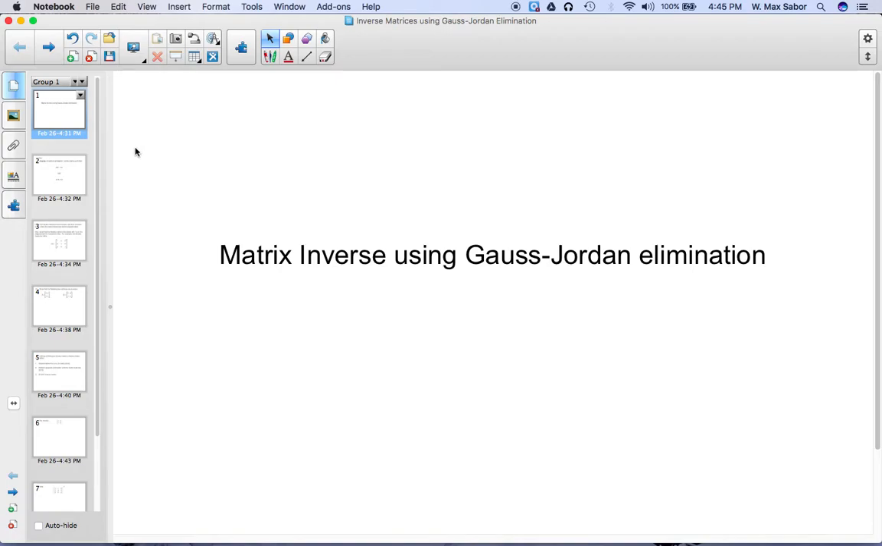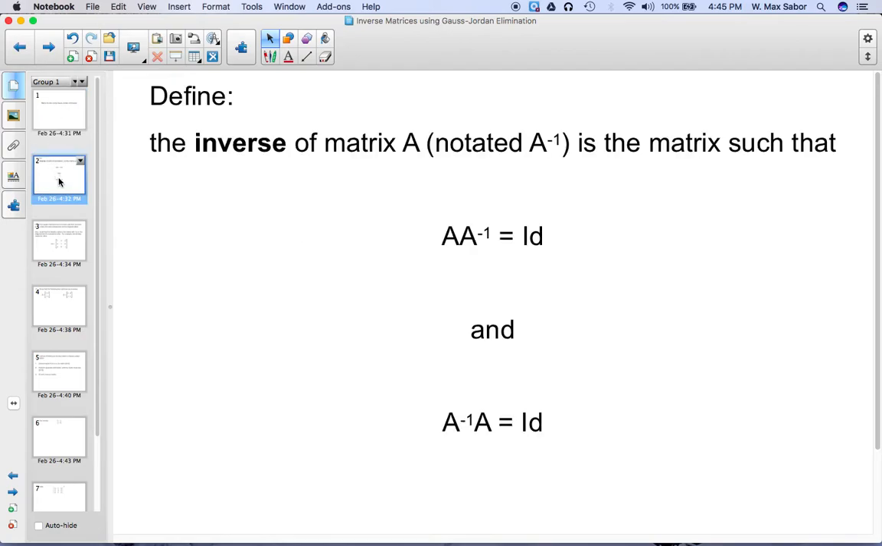What are matrix inverses, and how do we find them using Gauss-Jordan elimination? Well, a matrix inverse is notated like this with an A and a superscript -1. It's not raising it to the negative first power. It's just an inverse, like an inverse function, and it's the matrix such that when you take one matrix and its inverse and multiply those together using matrix multiplication, you get the identity matrix. And also, if you perform them in the opposite order, you get the identity matrix.